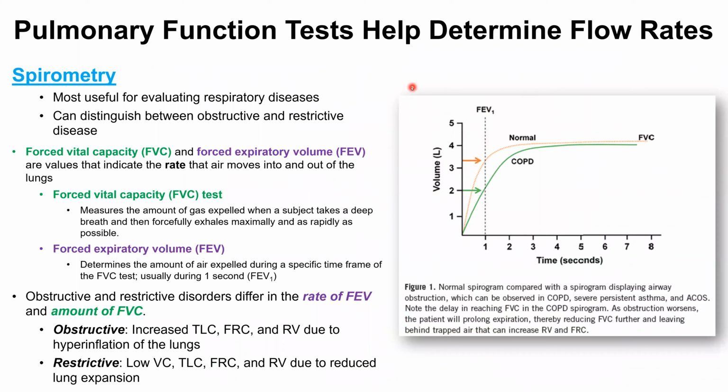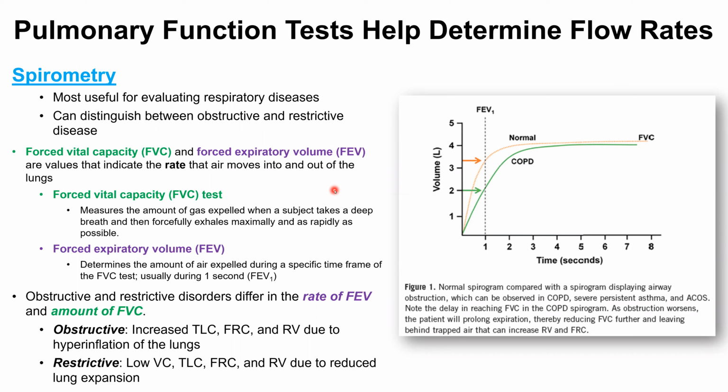So back to talking about pulmonary function tests and how they can give us some really useful information. First and foremost, I mentioned this already about spirometry, but it's the most useful way to evaluate respiratory diseases, because using spirometry, we can distinguish between whether a disease needs to be classified as being either obstructive or restrictive. So some of the different things that we're going to look at using spirometry are going to be forced vital capacity and forced expiratory volume.